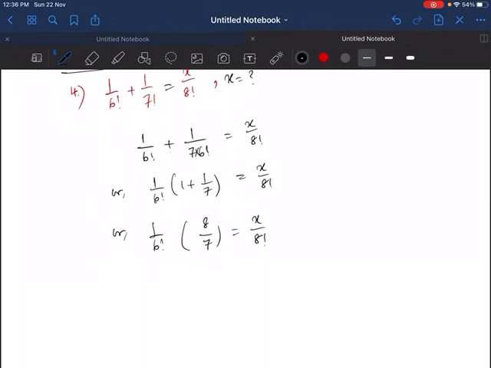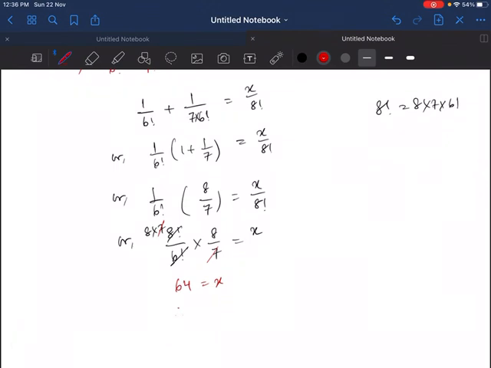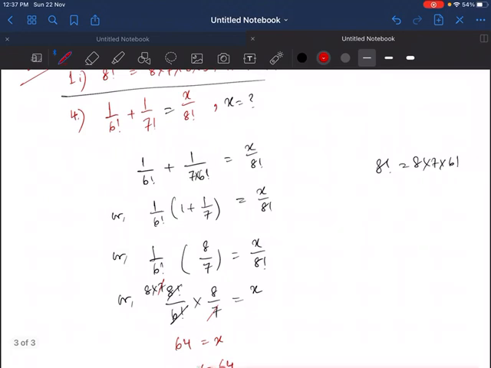Now let's take this 8 factorial this side. So what do you get? 8 factorial by 6 factorial into 8 by 7 is equal to x. So now let's cut. Now 8 factorial is equal to what? It is 8 into 7 into 6 factorial. So if I cut these, I get 8 into 7, and this 7 goes. So we get what? 64. So therefore x is equal to 64. So that's how we find the value of this equation.